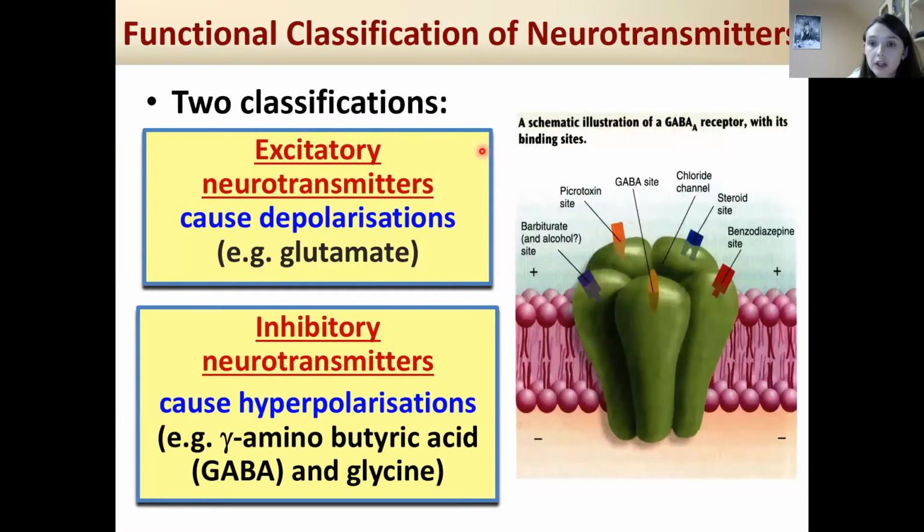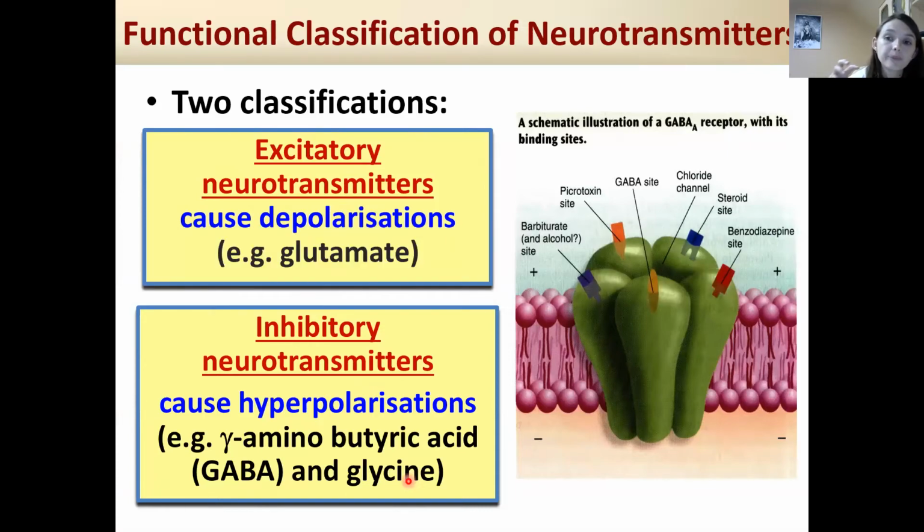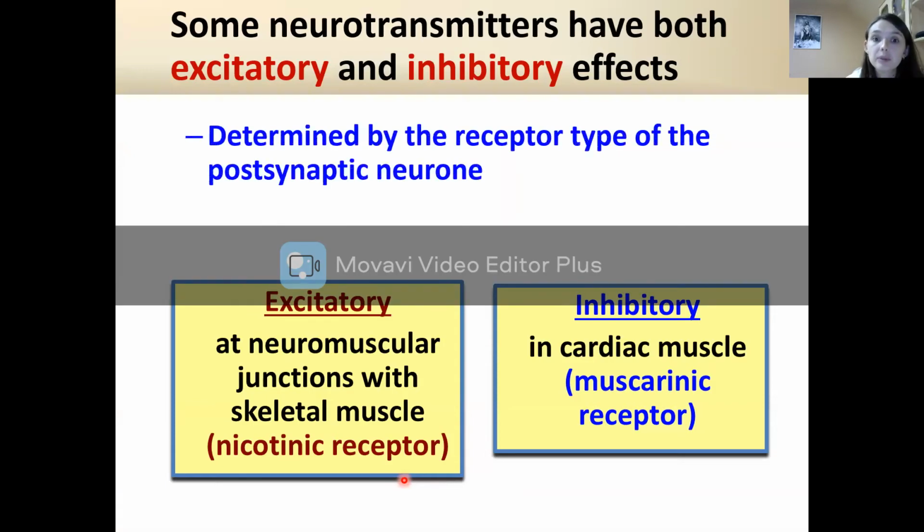So, the functional classification of neurotransmitters: excitatory neurotransmitters, for instance glutamate, which is only an excitatory neurotransmitter, or inhibitory neurotransmitters, for instance GABA or glycine, which mainly have an inhibitory effect. They could not have inhibitory and excitatory effects together. Some neurotransmitters, as I told you, have both excitatory and inhibitory effects, determined by the receptor type of the postsynaptic neuron.